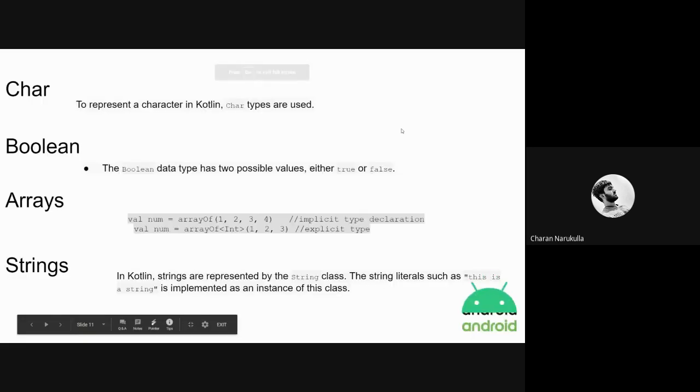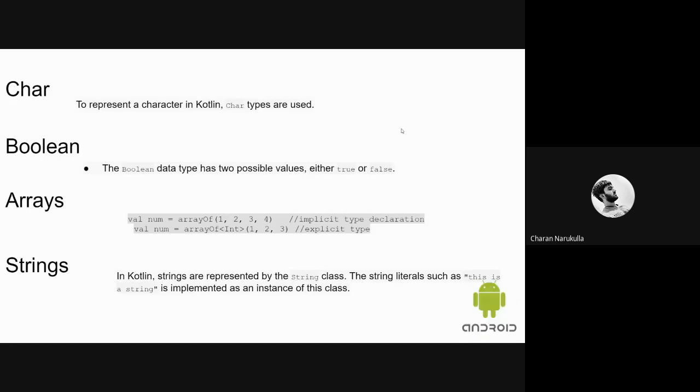The next thing is about strings. In Kotlin, strings are also common. Like in our traditional languages, we can declare and initialize them within double quotations.